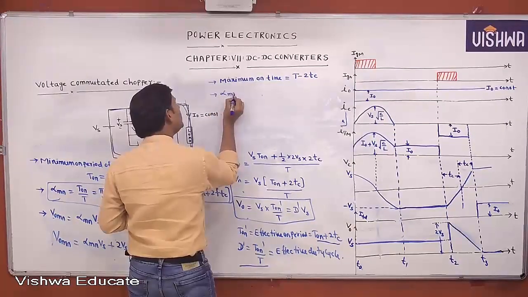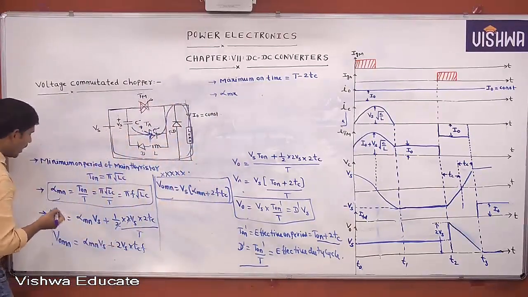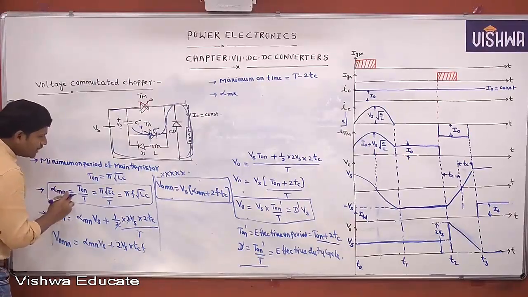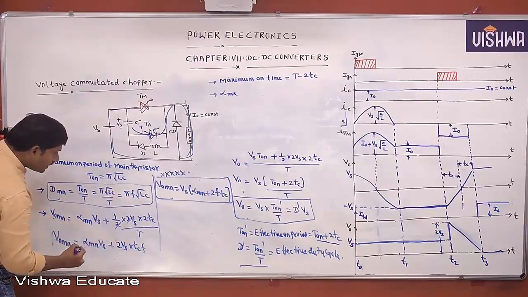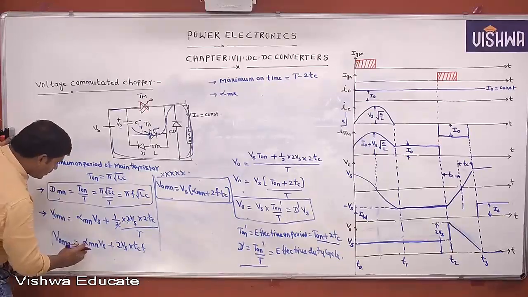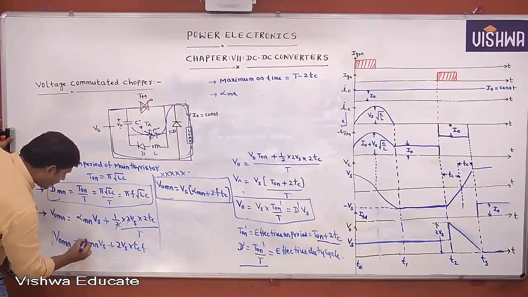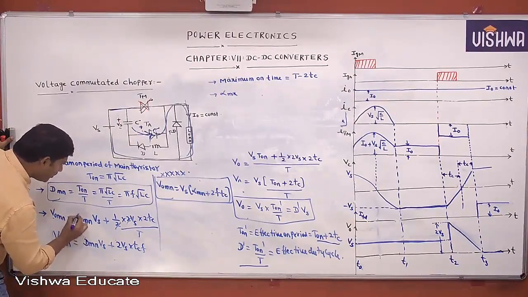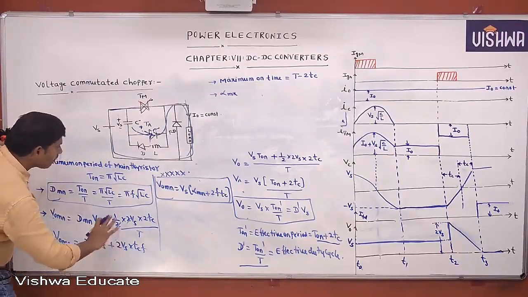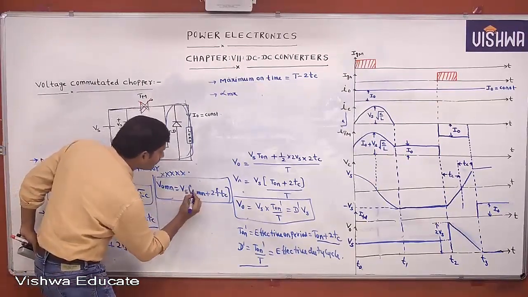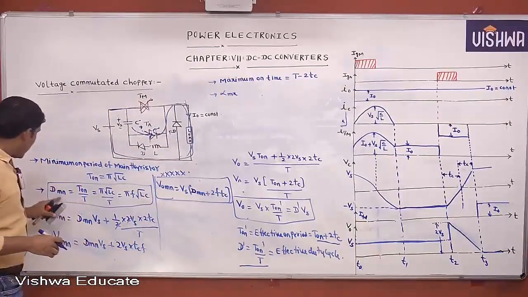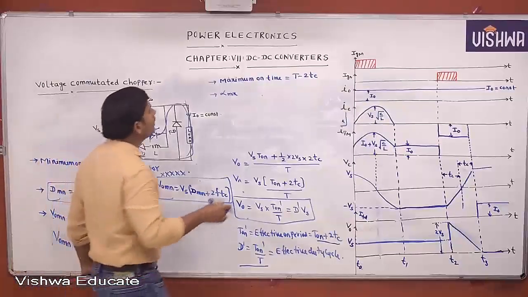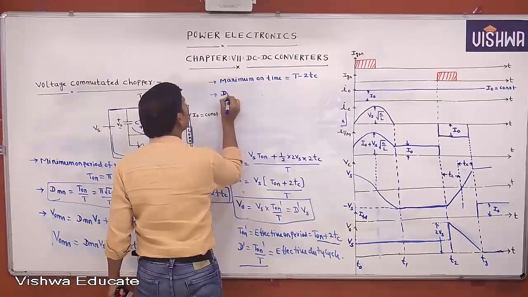For the maximum duty cycle, instead of alpha, you take D. Duty cycle is denoted by either alpha or D. I am following D notation, so you take D minima Vs. Wherever alpha is, I have taken D, duty cycle. Okay. Then D max equal to how much?